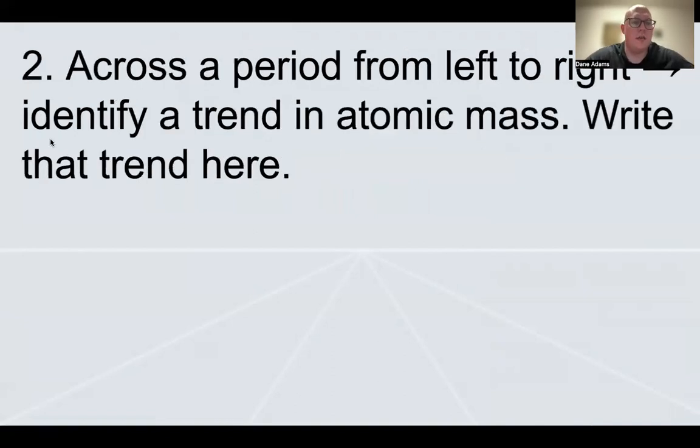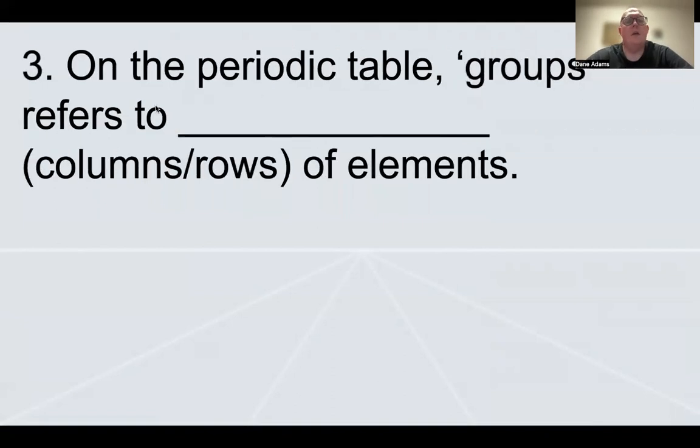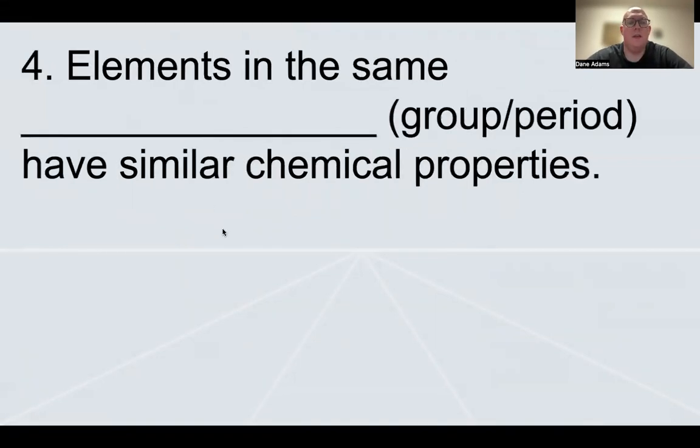Number 2 says, across a period from left to right, identify a trend in atomic mass. Hopefully you can see from the periodic table you built, but also from the actual periodic table, that atomic mass increases as you go from left to right across the period. Number 3 says on the periodic table, groups refers to, well, it must refer to columns. Columns of elements are called groups. Other times they are actually called families. So you might want to write that down as well. So anytime we say group or family, we are referring to a column of elements.